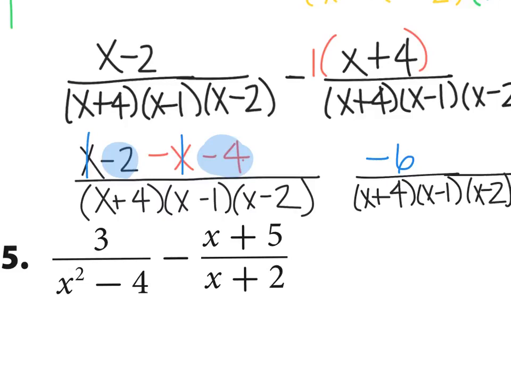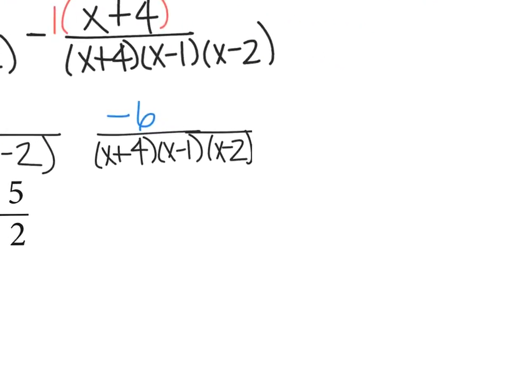But I have to figure out my excluded values. I have to figure out what x cannot equal. And that's based on each of my factors in the denominator. So my first factor is x plus 4. So if I have x plus 4 as a factor, that means that x cannot be -4. My second factor in my denominator is x minus 1. So that means that x cannot be +1. And my third factor in my denominator is x minus 2, so that means that x cannot be +2.